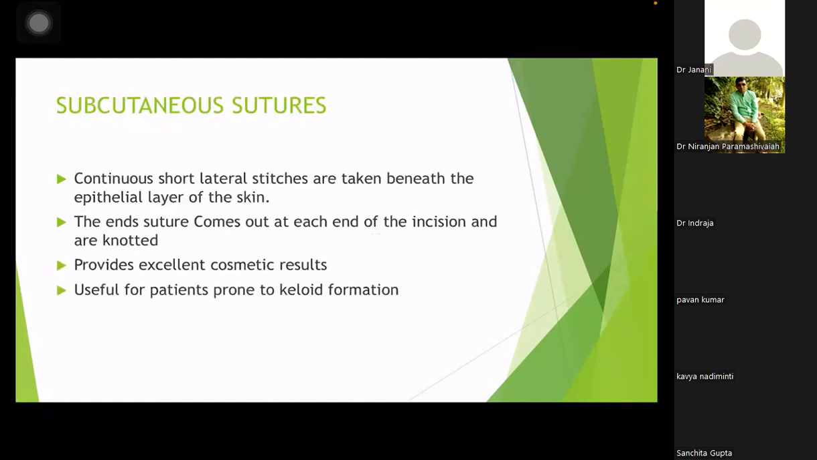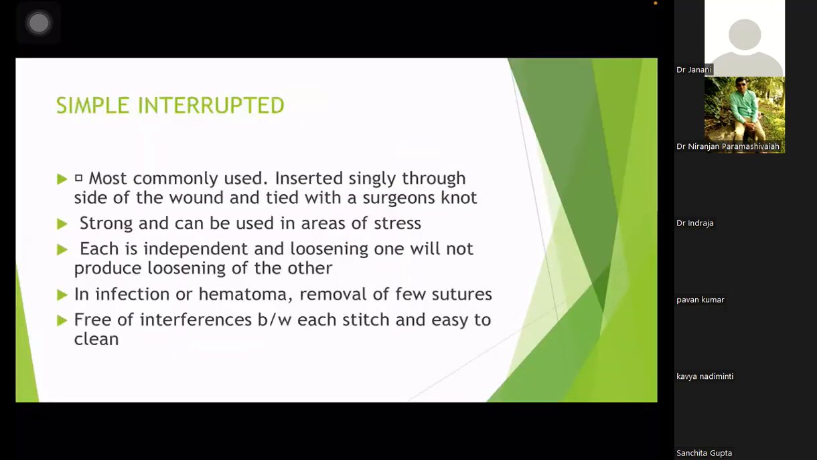Subcutaneous continuous sutures: these are lateral stitches taken beneath the epithelial layers of the skin. It is best for cosmetic results and used for patients prone to keloid formation. And simple interrupted sutures are most commonly used, inserted singly through the side of a wound and tied with a surgeon's knot. They are strong and can be used in areas of stress. In this, the knots are multiple, but when there is an infection and you want to drain the pus collected inside, that particular knot can be removed and we can drain the pus.